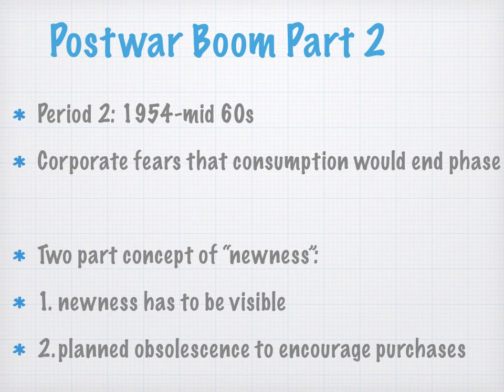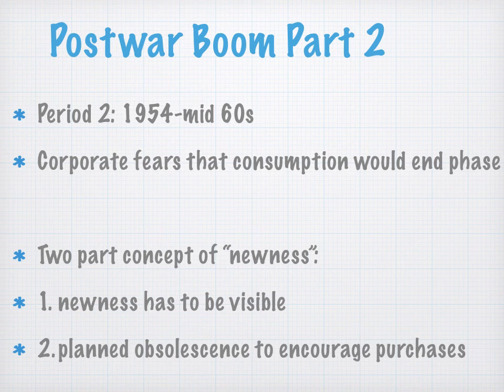You know, if you think back to the dependence effect and all the talk that we had about you have to be able to see these things. Well, newness you have to be able to see. It's not just enough for it to be on the inside. So newness has to be visible, and then also there needs to be planned obsolescence in order to encourage people to keep buying things. All right, so planned obsolescence is something that you might have heard of before.